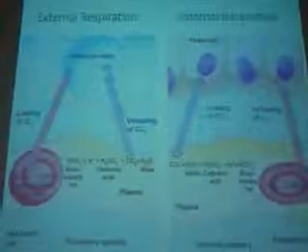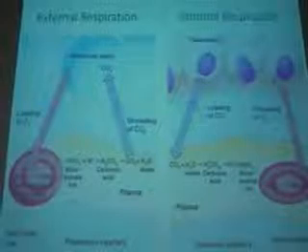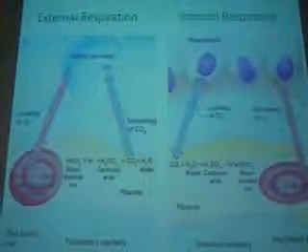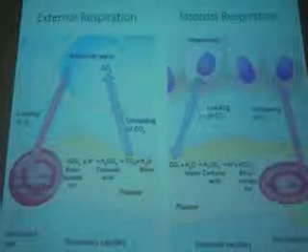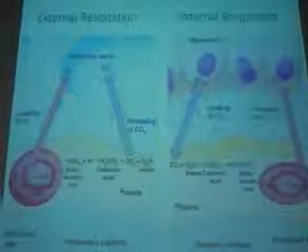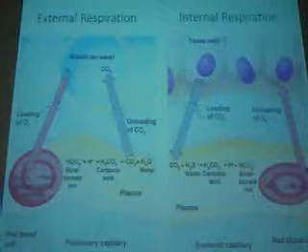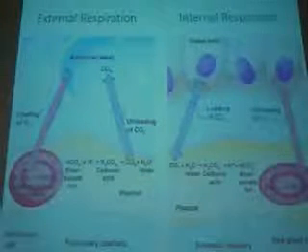Bicuspid valve, then we're in the left ventricle, then we pass through the aortic semilunar valve, out through the aorta, then the arteries and arterioles. This is what we call respiratory gas transport. We're really just transporting the blood gases around the body in the body's blood vessels.